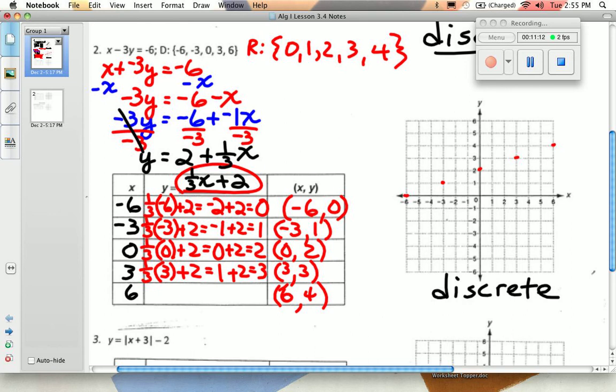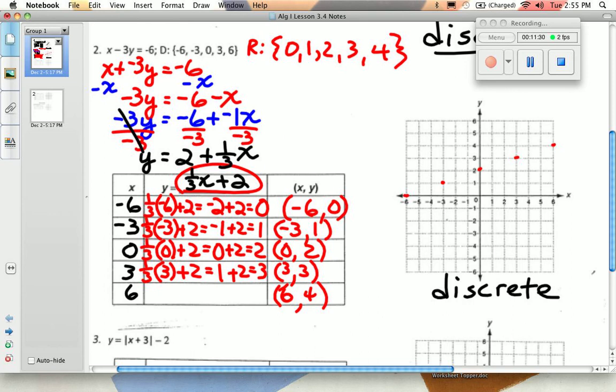So when we have a discrete graph, there should distinctly be a domain where you can name all the x values that are involved and you can name all the y values that are involved. If it's not discrete, you probably can't do that. Okay, any questions on that one?